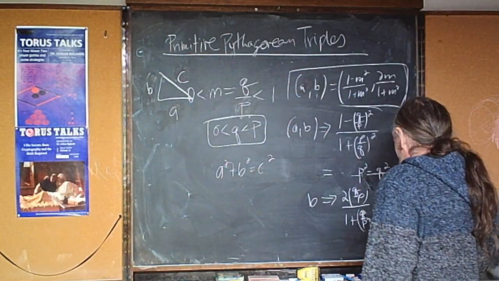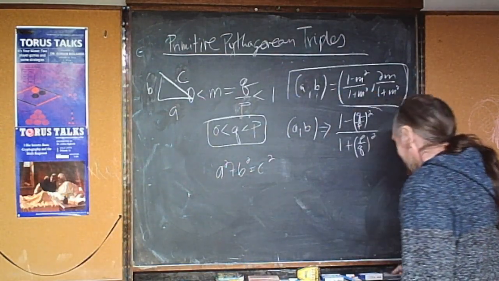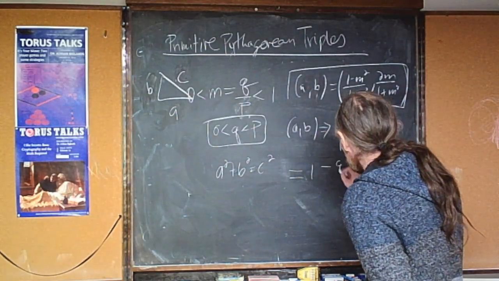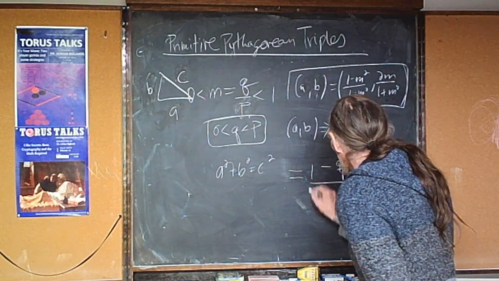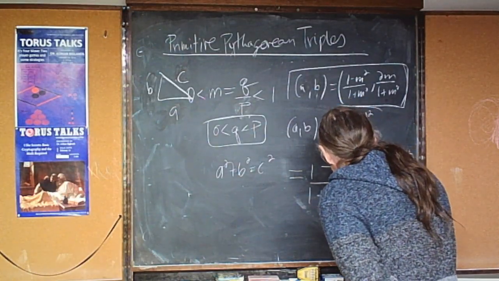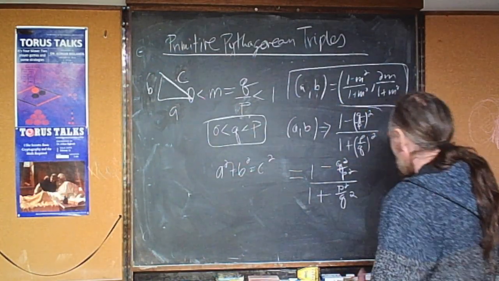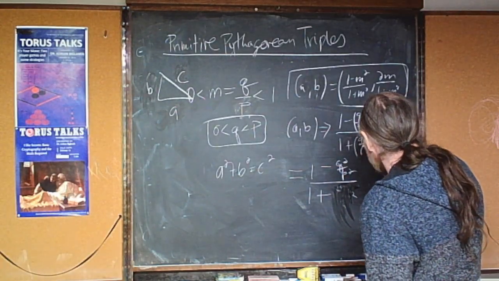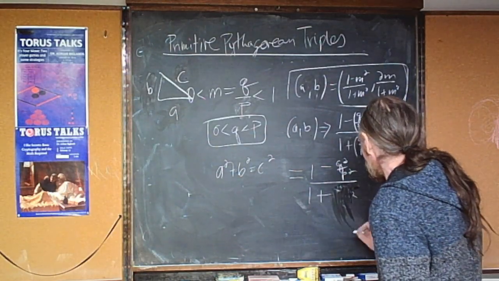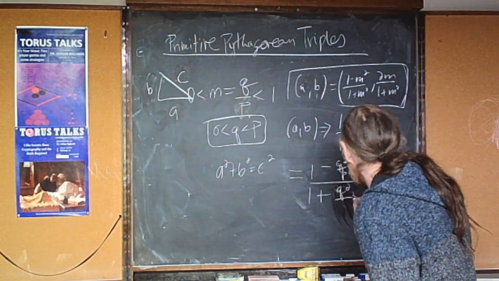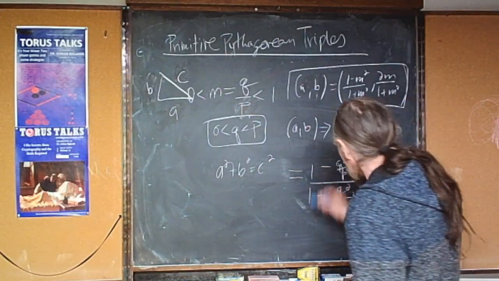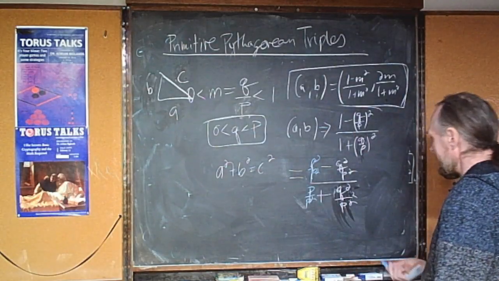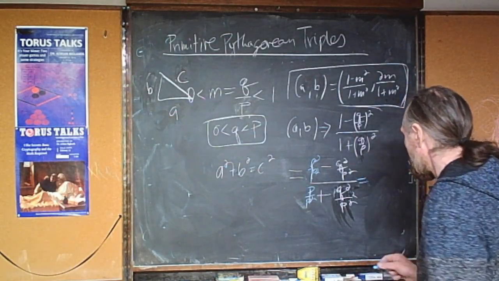Let me do the calculation because now I've lost myself. I was going to be lazy and speed it up. This is equal to what? 1 minus q squared over p squared over 1 plus q squared over p squared. Now I'm going to do the same dirty trick twice. So this will be p squared over p squared over p squared. Oh, it does cancel off nicely, doesn't it?